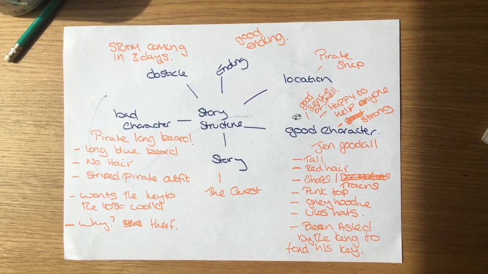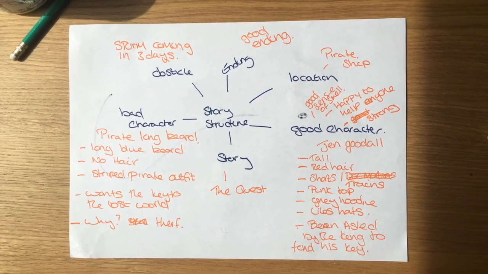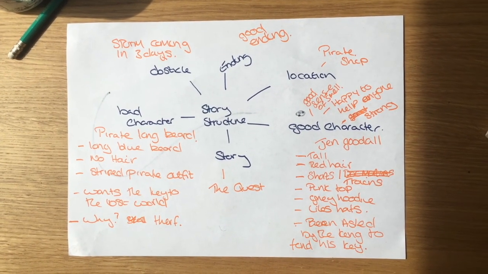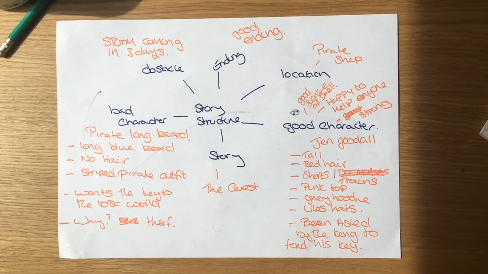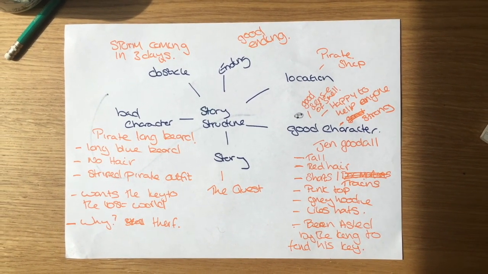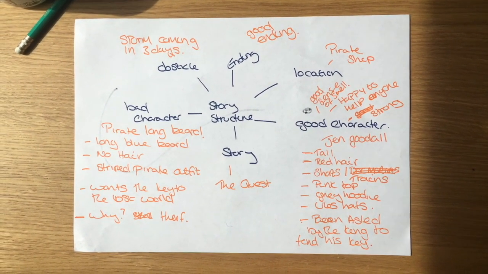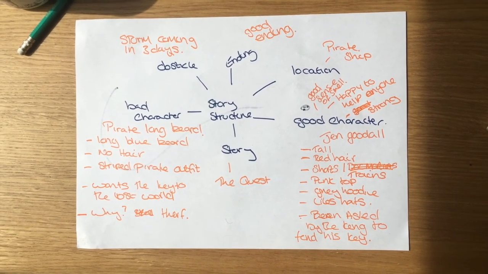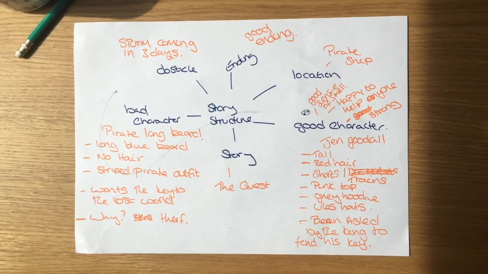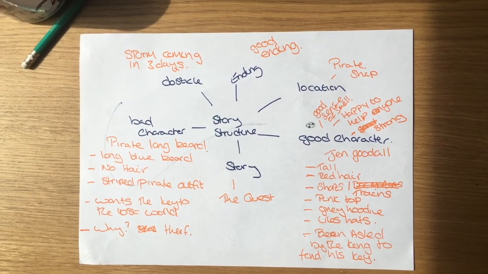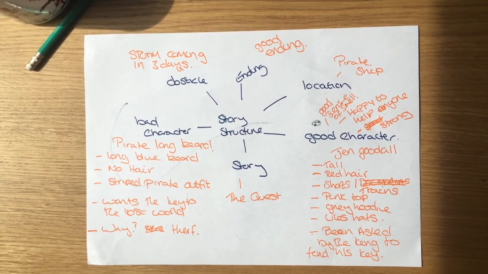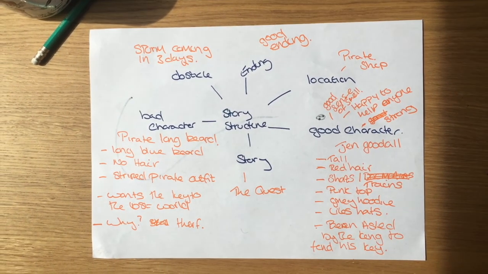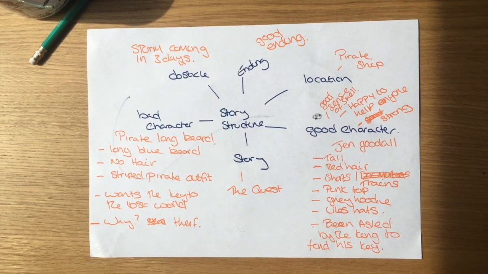My bad character is Pirate Longbeard. He has a long blue beard with no hair, striped pirate outfit, wants the key to the lost world, and why is he bad? He's a thief. The location is on a pirate ship. The obstacle is a storm is coming in 3 days. They have a time limit, and I'm going to have a good ending. And the overall story is a quest.